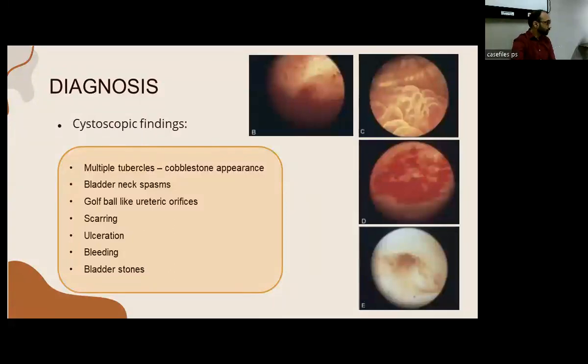Diagnosis by cystoscopy can also be done, wherein findings such as multiple tubercles leading to a cobblestone appearance, or even mild erythema and edema of the bladder wall, or hemorrhage on the bladder wall may be seen. In case of late presentation, there could be scarring of the bladder wall, golf-hole-like ureteric orifices can be seen, or even bladder calculi.